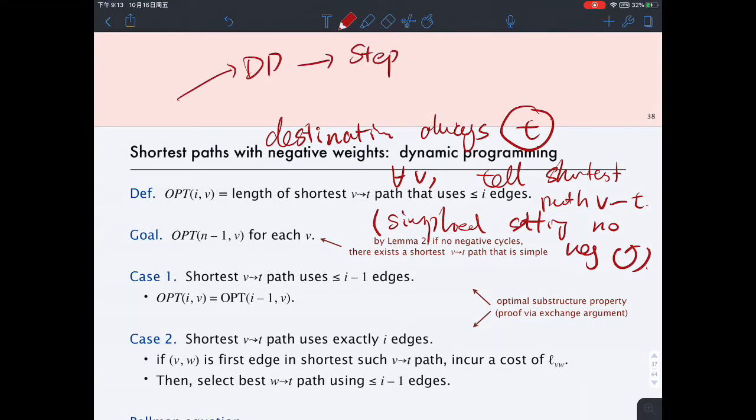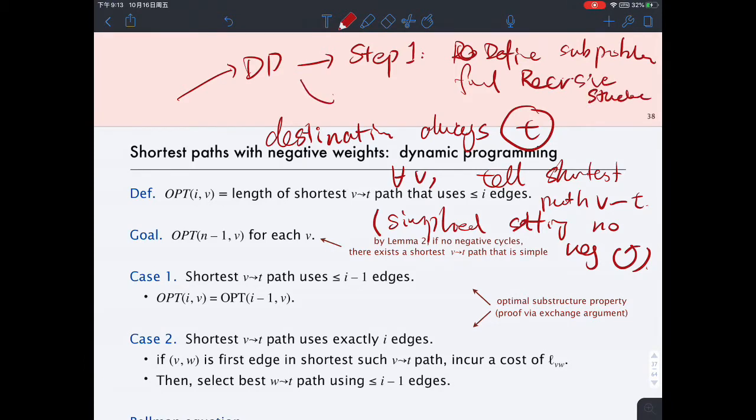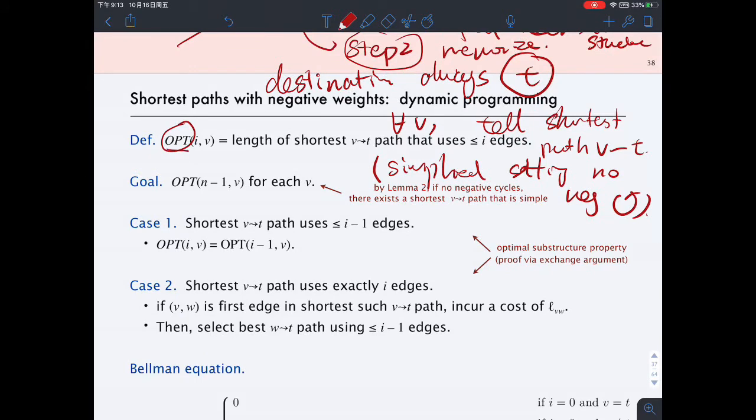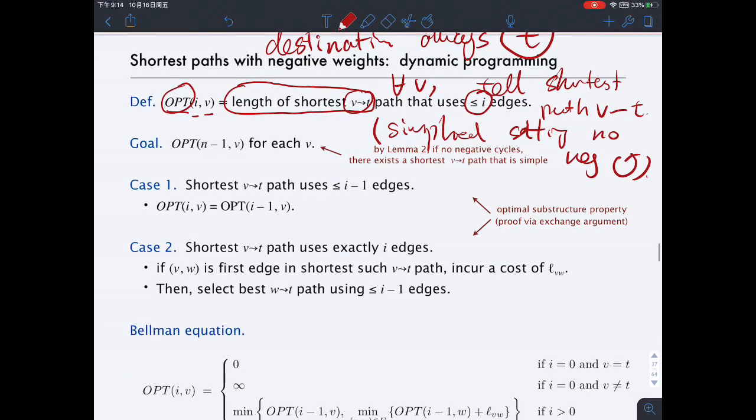Now again, I have been repeating this message multiple times. If I want to find a DP solution, step one is to define the subproblem and find the recursive structure. Then step two is that I want to memorize the subproblems, the problems we have computed. So again, there are two steps. We have been using the same function again and again to define the problem we are interested in. Here it is opt(i, v), and the definition is that we want to find the length of the shortest path connecting from v to t that uses at most i edges.